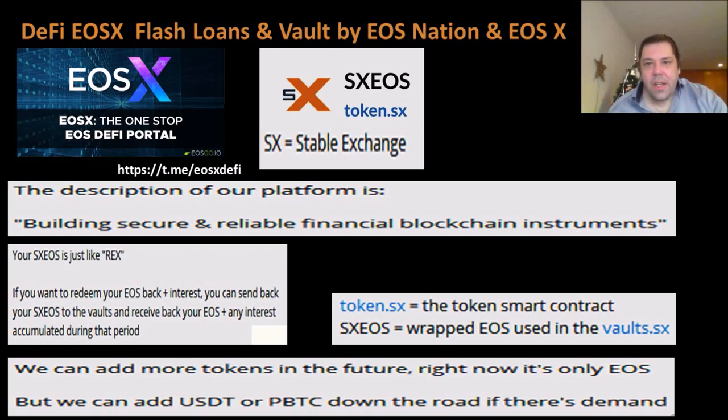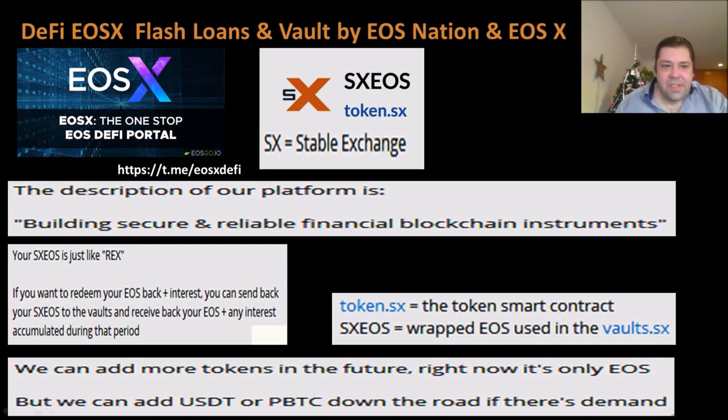Between EOS Nation and EOS Go, they provide the EOSX Explorer with DeFi integrated. So EOSX is the Block Explorer, the one-stop EOS DeFi portal. Something new on this EOSX portal is the Stable Exchange, SX for Stable Exchange, particularly a stable exchange for EOS, developed by EOS Nation. Shout out to Donny Carrière, the developer of the smart contract. You can go on the Telegram EOSX DeFi, that's the entry point. EOS Nation wants to build secure and reliable financial blockchain instruments, all based on the EOS mainnet, so directly layer one.